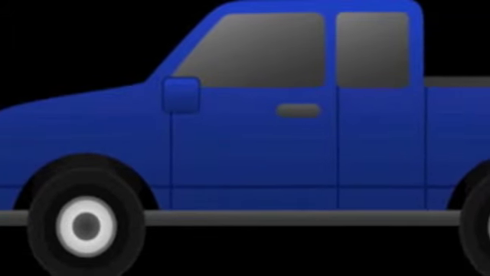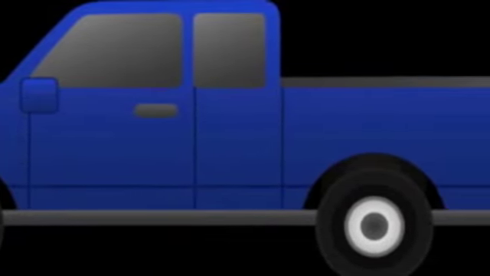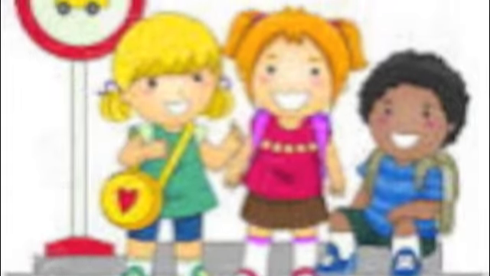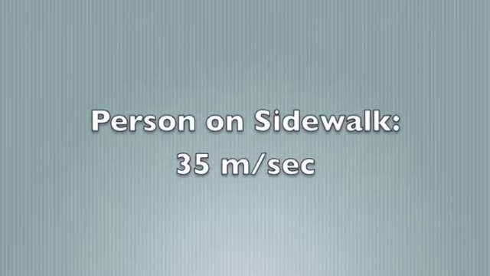Now the truck moves forward at 20 meters per second, and I continue to throw the apples at the same velocity. How fast are the apples traveling relative to me? And how fast are the apples traveling relative to the person on the sidewalk? To me, the apples are still traveling at 15 meters per second, but to the person on the sidewalk, the apples are now traveling at 35 meters per second.